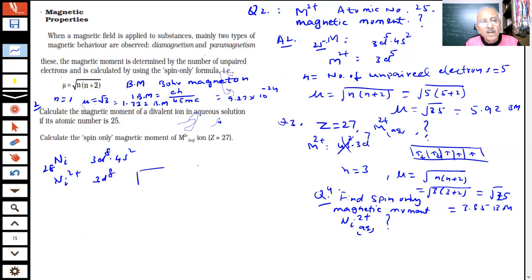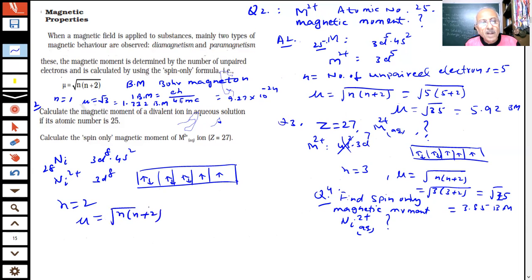4s2 gone, 3d8. So how many unpaired? 1, 2, 3, 4, 5, 6, 7, 8. 2 unpaired electrons. And therefore, how much are we getting, students? 2 into 2 plus 2, 2 into 4, square root of 8, 2.828.